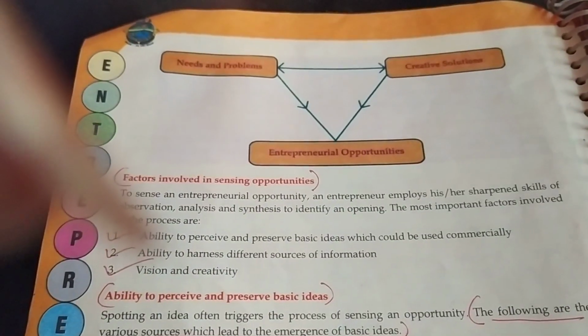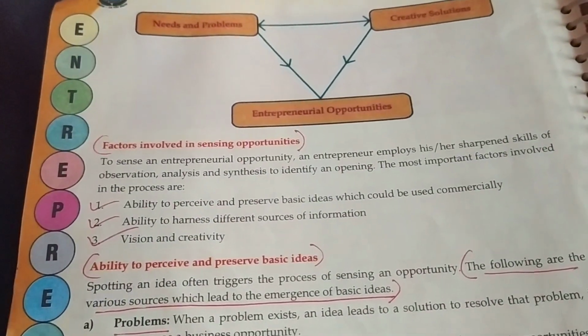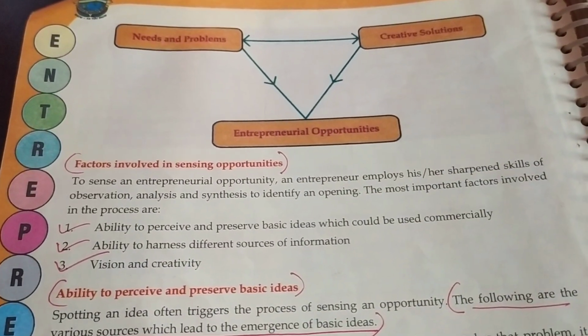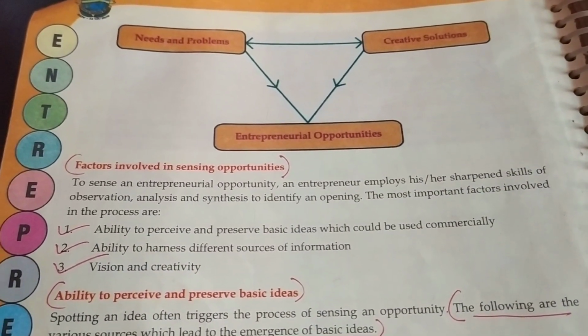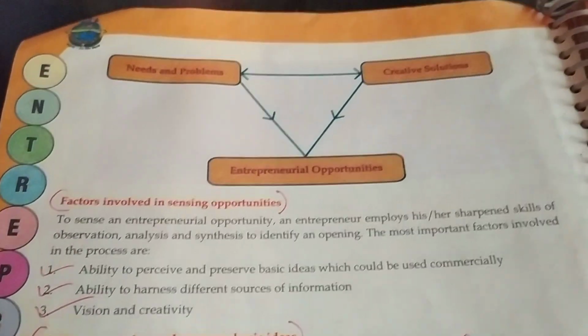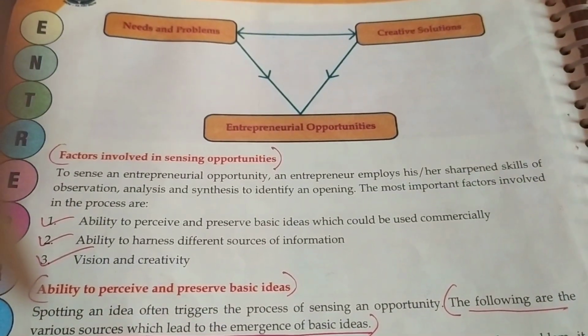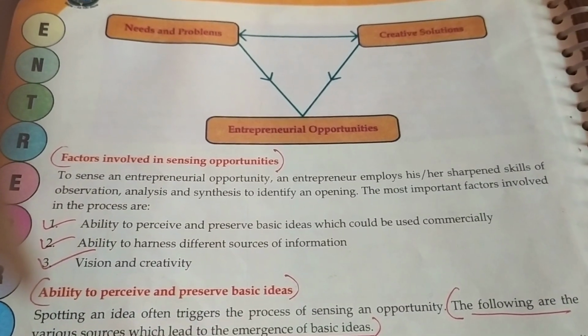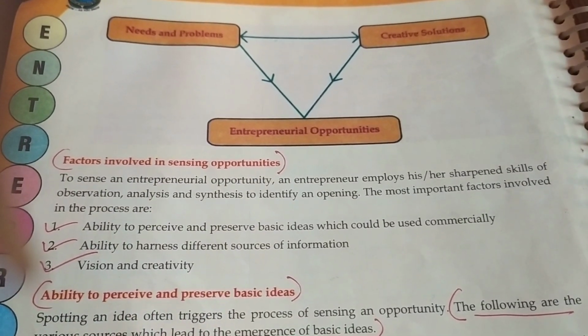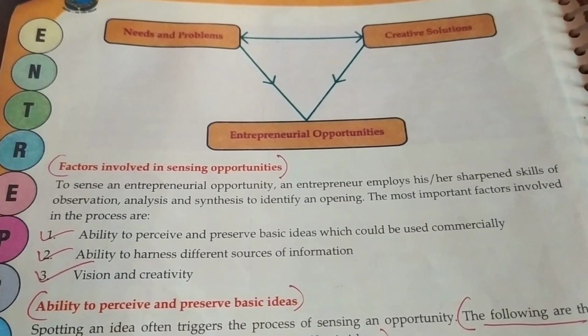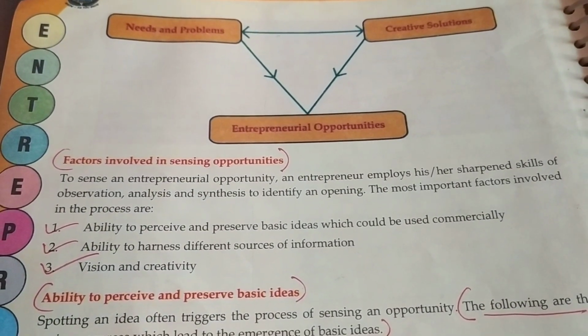Now coming to the factors. Factors involved in sensing opportunities. First is ability to perceive and preserve basic ideas which could be used commercially. Second point, ability to harness different sources of information. And third point is vision and creativity.